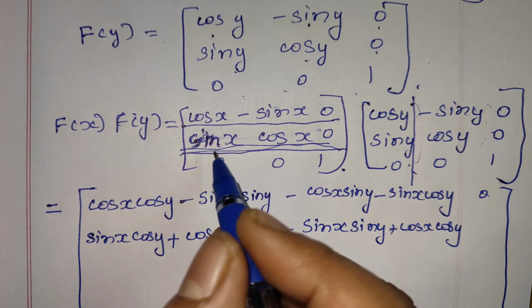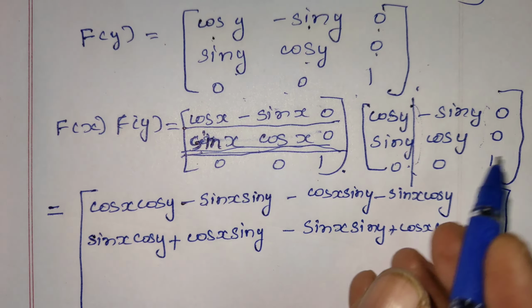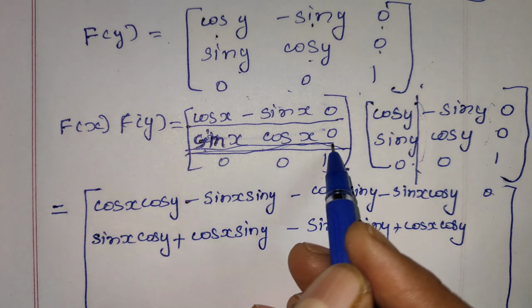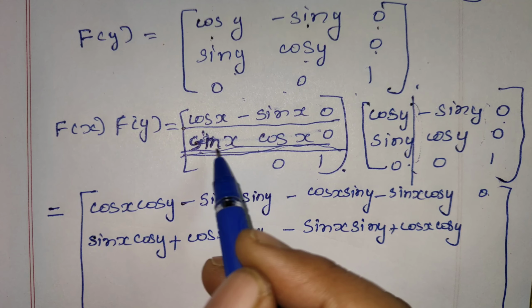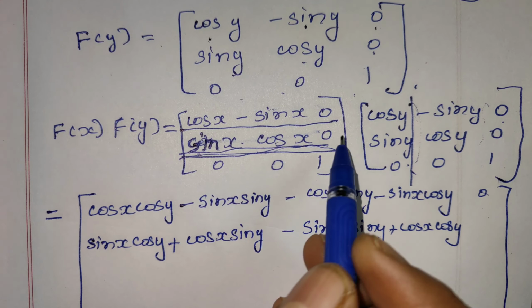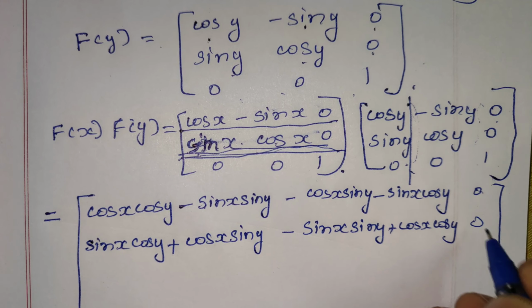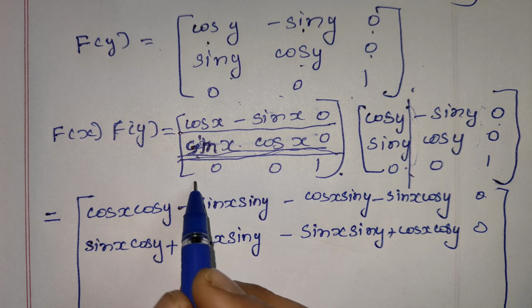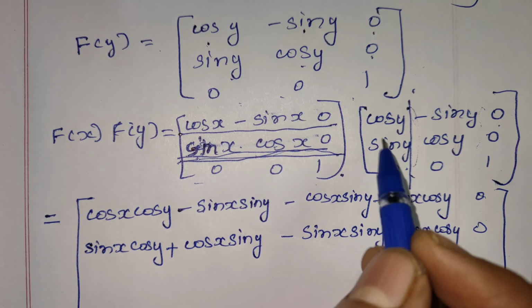Then the second row, third column: 0 into 0, 0, 0 into 0, 0, and 0 into 1, 0. Therefore 0. Then the third row: 0 into 0, 0, 0, 0, 1, 0, so 0, 0, and the last one we got 1. So 0, 0, 1.